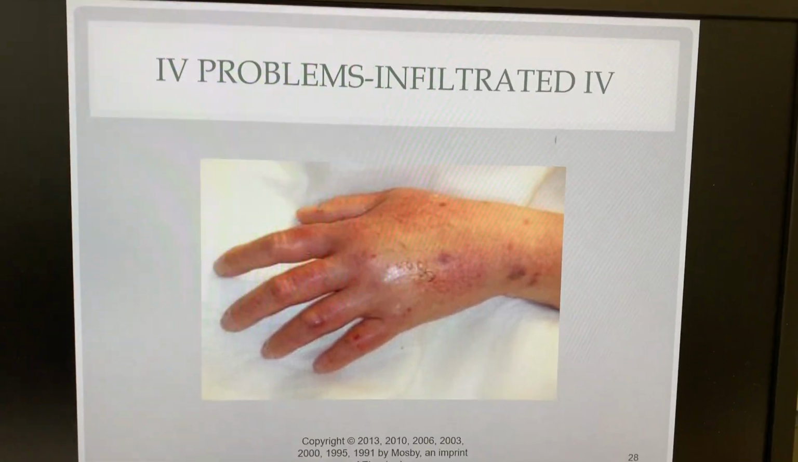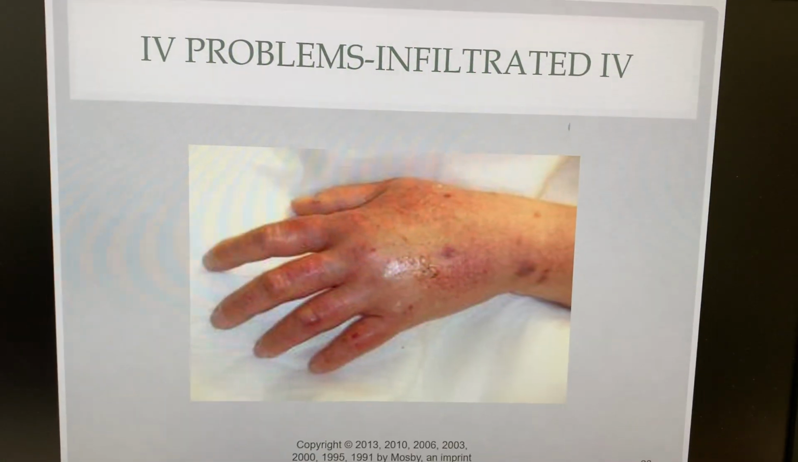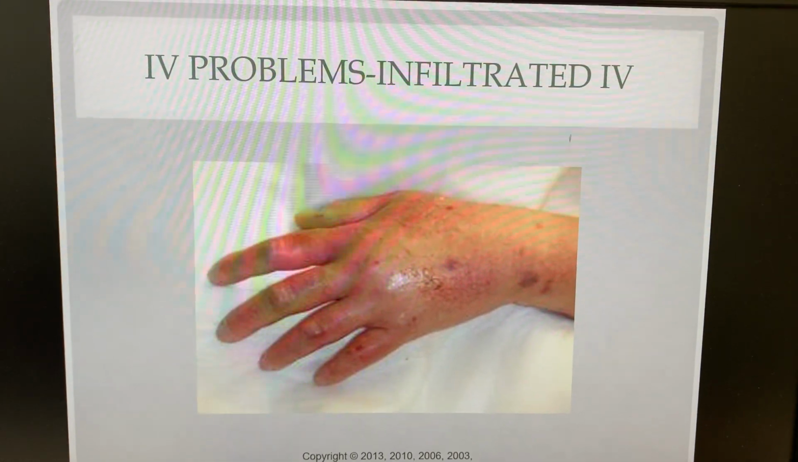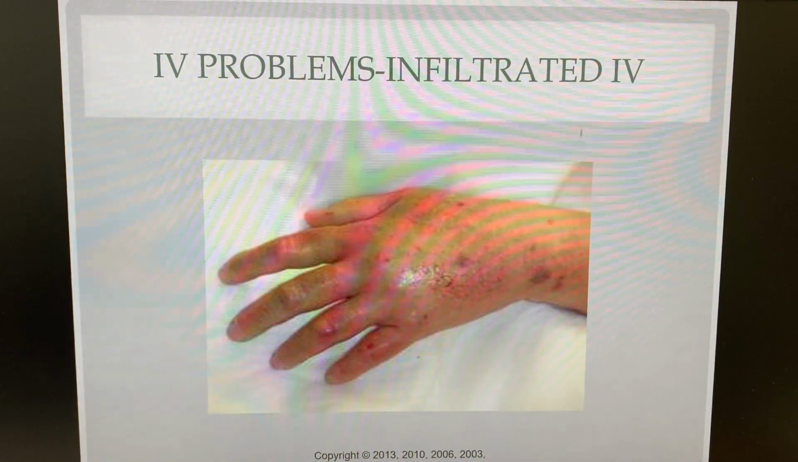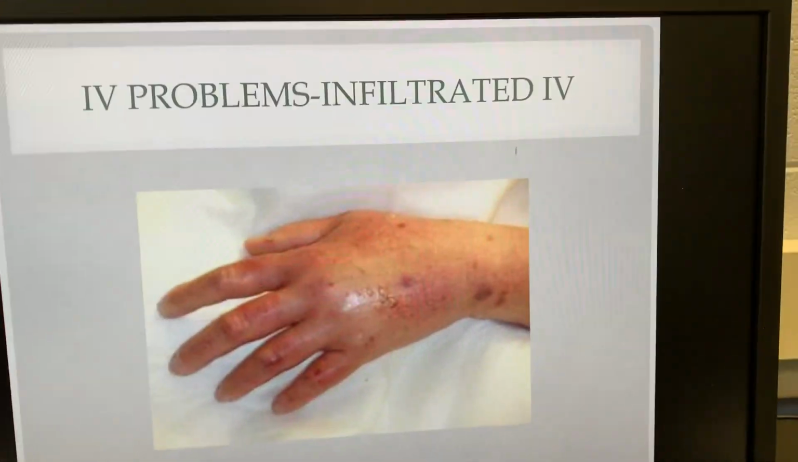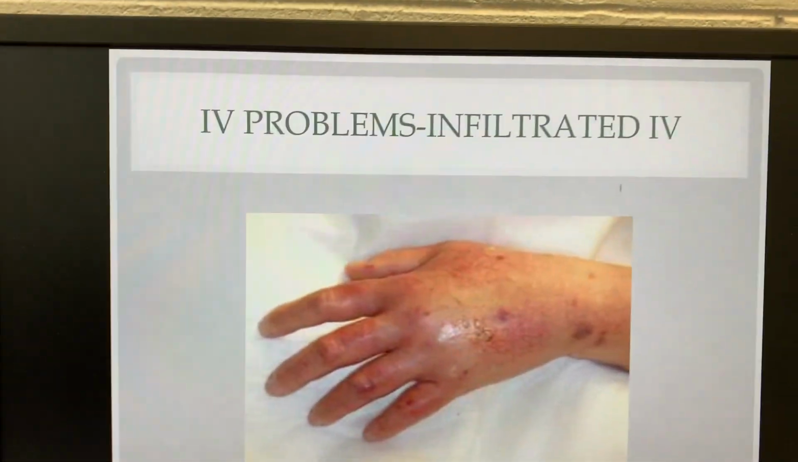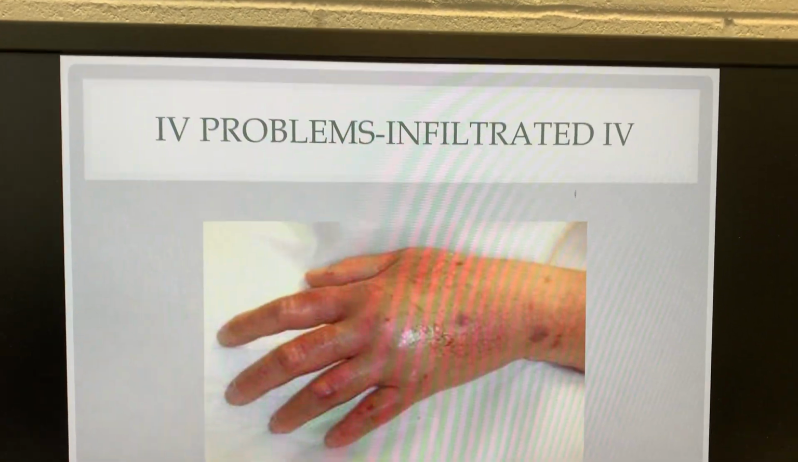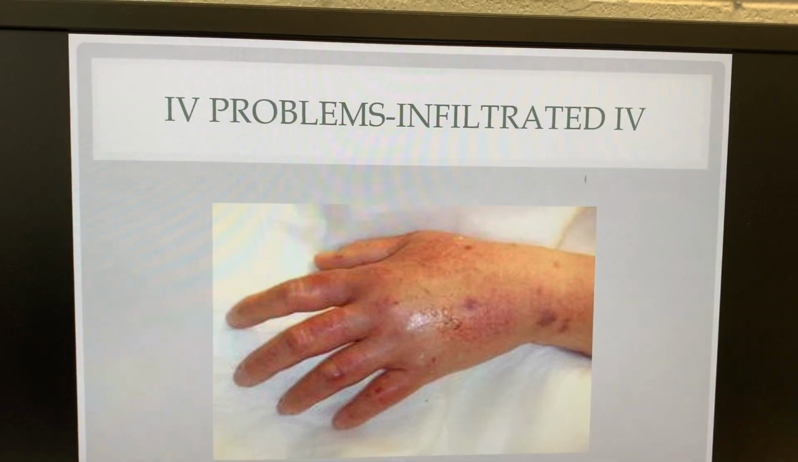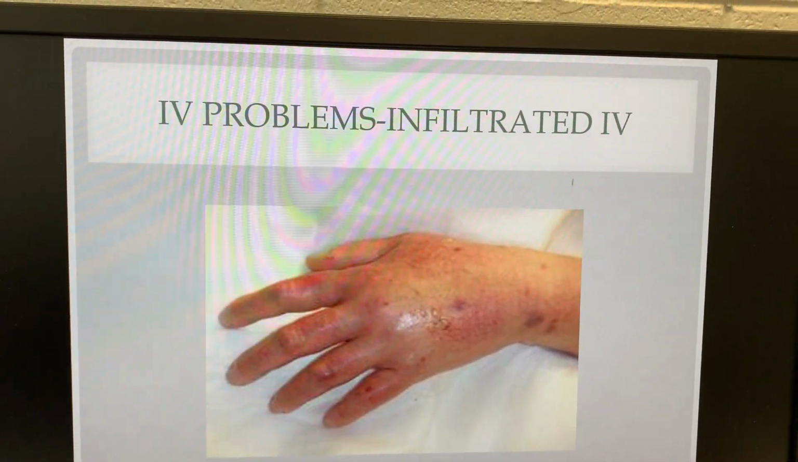Here we see a picture of an infiltrated IV. You can see that there is redness, there is swelling, and the person has probably complained to you about pain. If you touch this, it probably would feel kind of cold to the touch because of the fluids that have seeped into the surrounding tissues. And they will reabsorb after a while. You just don't want to keep pumping them in.